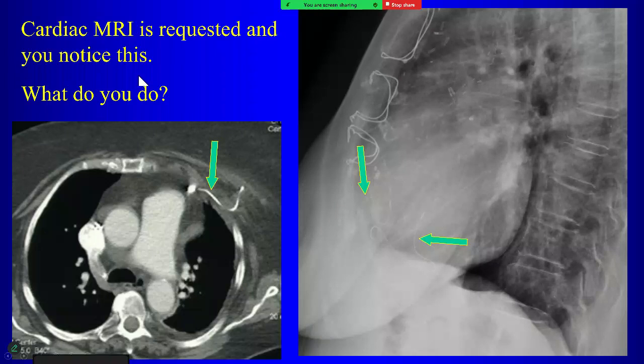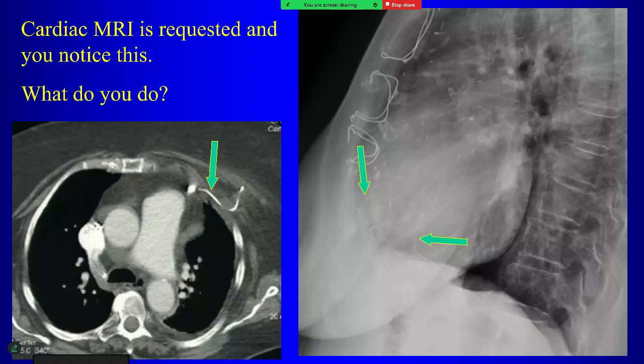A very astute first-year resident, R1 resident, comes to you and says, "Oh, look, there's a wire in here. I noticed this on the CT scan. Does this mean that the cardiac MR is contraindicated?" Here's the lateral chest radiograph. So what is the wire, and is the MR contraindicated? So what is the wire? Cardio pacer? Yeah, so it's a retained pacer wire.